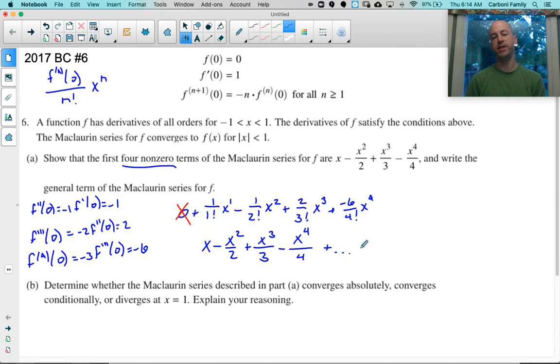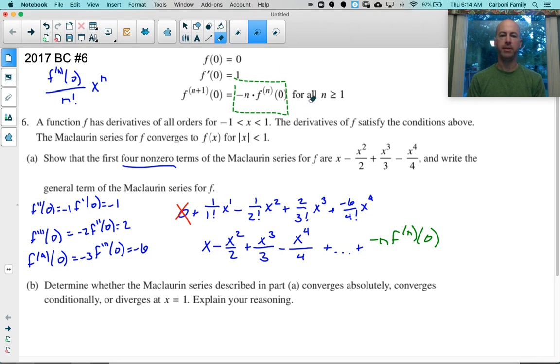And then the general term is going to be, I think what I'm going to do, I'm just going to find the general term based off the pattern. Usually if they give me a formula for the derivative, I'll just throw that in the numerator, and I would say like -n f to the nth of 0, but that's going to be really confusing because the n and the n plus 1 here in this formula are kind of throwing me off. So I'm just thinking out loud here.